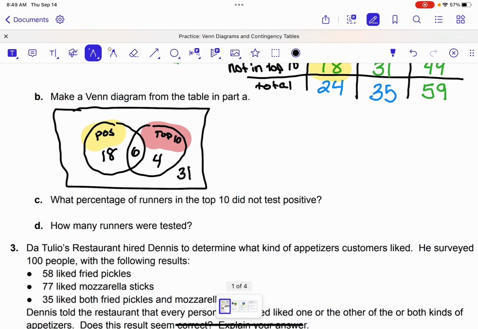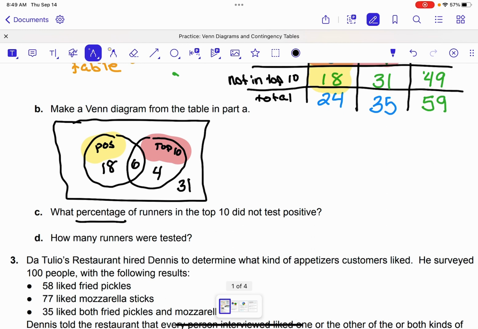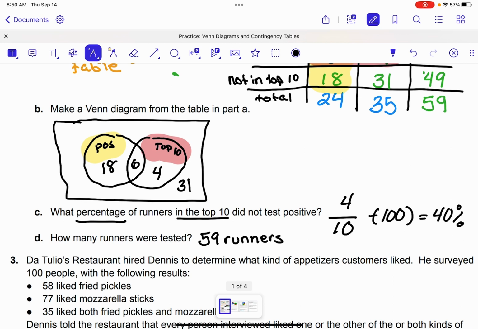All right, so what percentage of runners in the top 10 did not test positive? Okay, so we want a percentage. When we start with percentages, we want to set up a fraction first. It's a good practice. So we're only focused on the top 10, so this is a fraction out of 10 and did not test positive. Well, 4 of the top 10 did not test positive. And if I want to turn that into a percent, I would divide this and then multiply by 100, and I would come out at 40%. And how many runners total were tested? There were 59 runners. So that's a sense of how contingency tables and Venn diagrams relate.